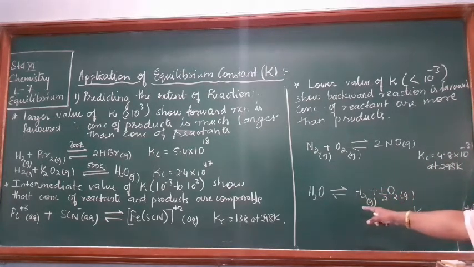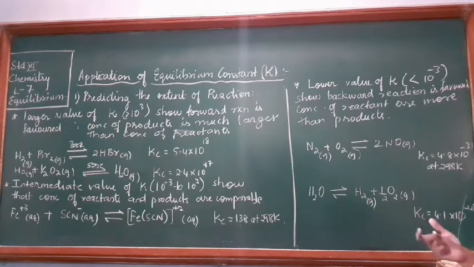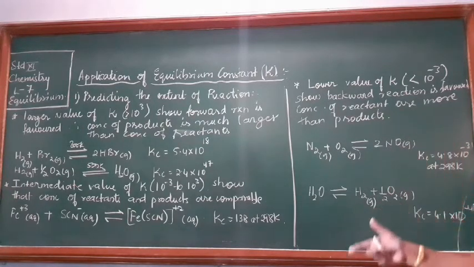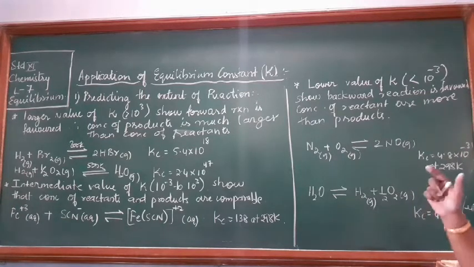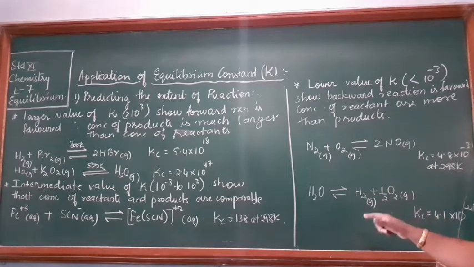Okay. Similarly H2O decomposing into H2 and O2, that also at room temperature is not possible. Water cannot decompose into H2 and O2 at room temperature. Can it be? No. That is why Kc value for that comes out to be 4.1 into 10 power minus 48. Minus 48, a very less value of Kc. So therefore, this reaction is also not going in the forward direction, it is going in the backward direction, and therefore amount of reactant is much larger than the amount of product.